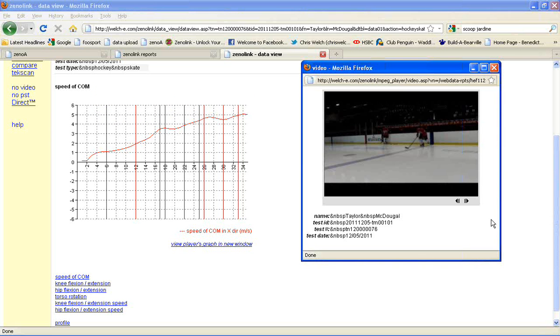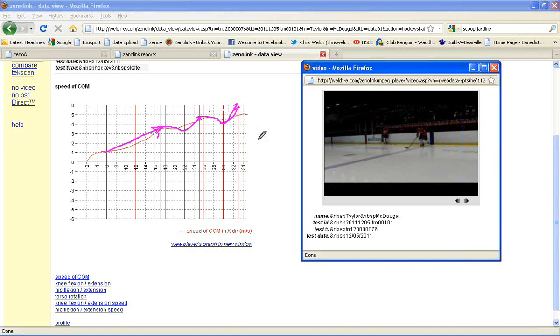What we typically see on the initial push off is a pretty good acceleration forward. We then see a lull through mid stance and then a quick burst of speed from mid stance to toe off, and then again a lull through mid stance and a quick burst of speed from mid stance to toe off again.